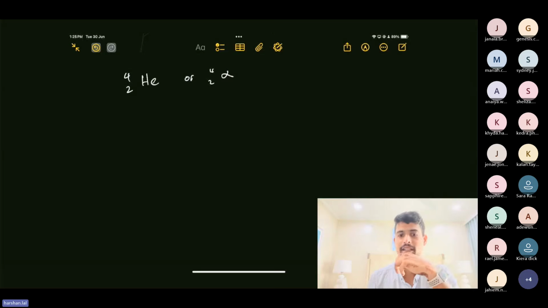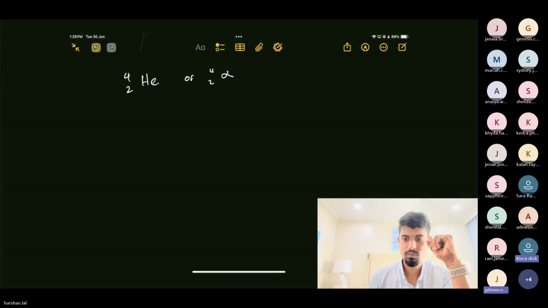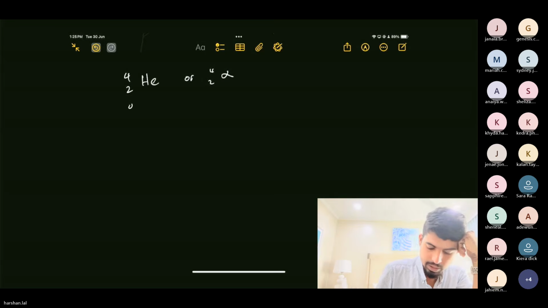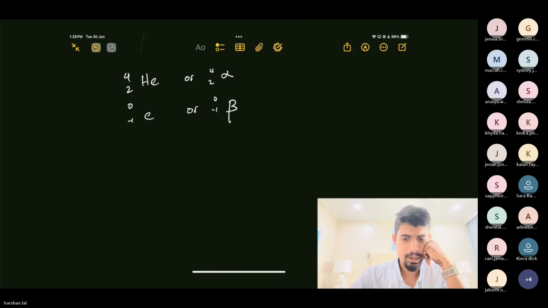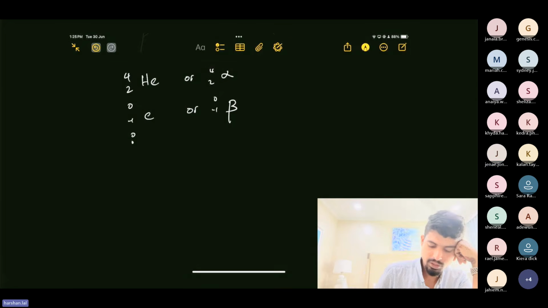And how do we write a beta particle? 0 and -1. We could write it as e with 0 and -1, or we could write it as beta. And how do we write gamma? 0, 0, gamma, or sometimes you just see gamma by itself, right?